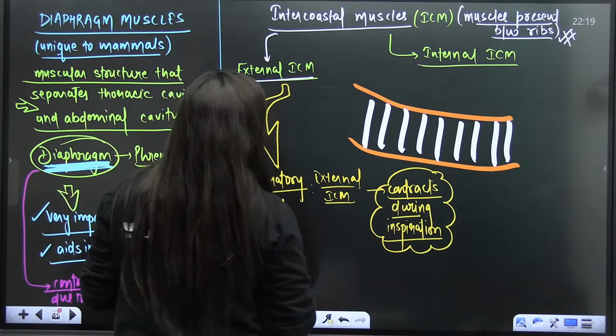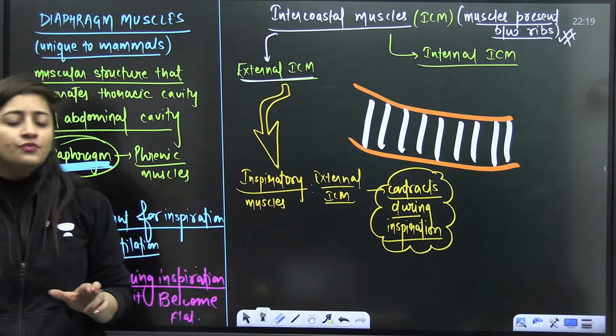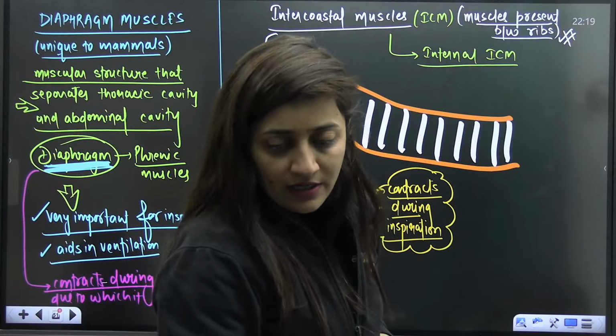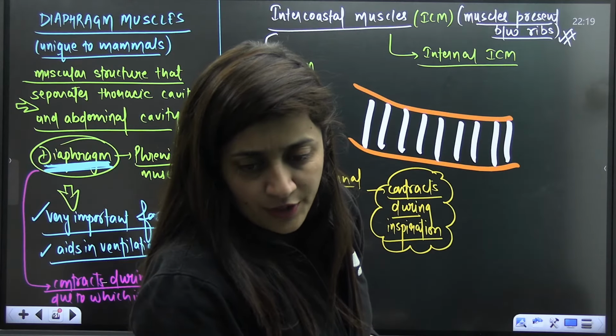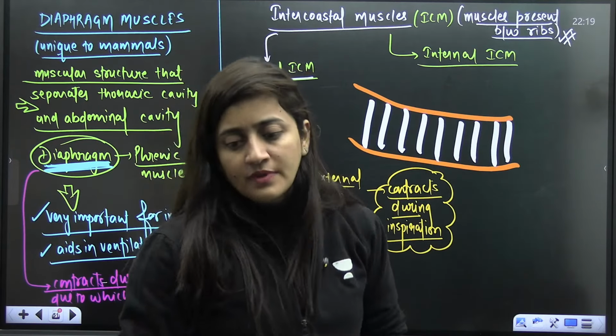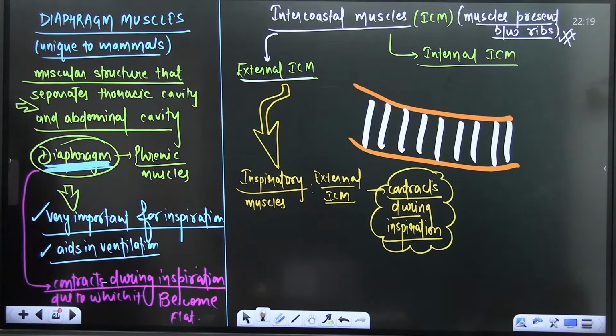So external intercostal muscle, internal. When it is inspiration, what do you have, external or internal? During inspiration, which muscle is going to contract here?